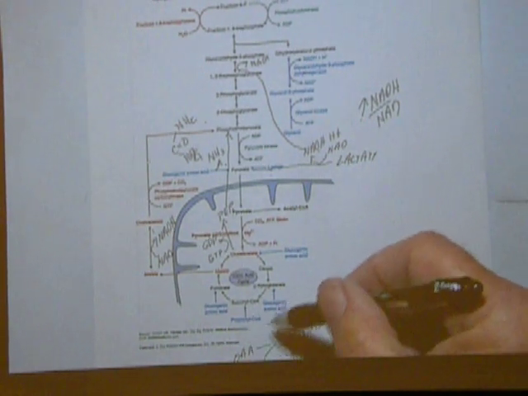Nonetheless, we've got three ways to get PEP right here. One is by converting the OAA to malate. One is by converting the OAA in the mitochondria to PEP. And the third one is to convert the OAA to aspartic acid in the mitochondria, send it out into the cytosol, and then you turn it back to glutarate, make glutamic acid, and convert the aspartic acid back to OAA. Okay? Gluconeogenesis in a nutshell.